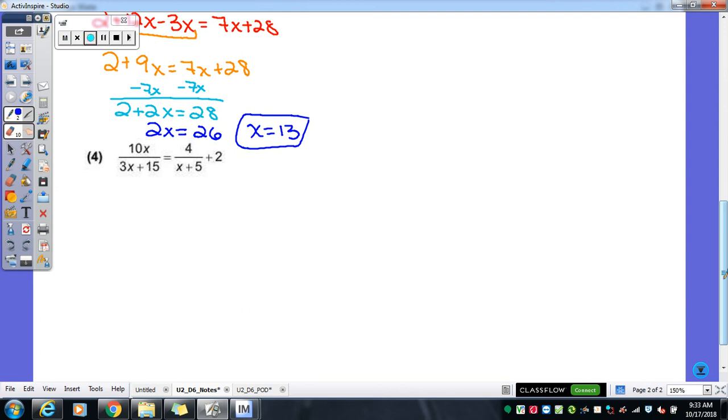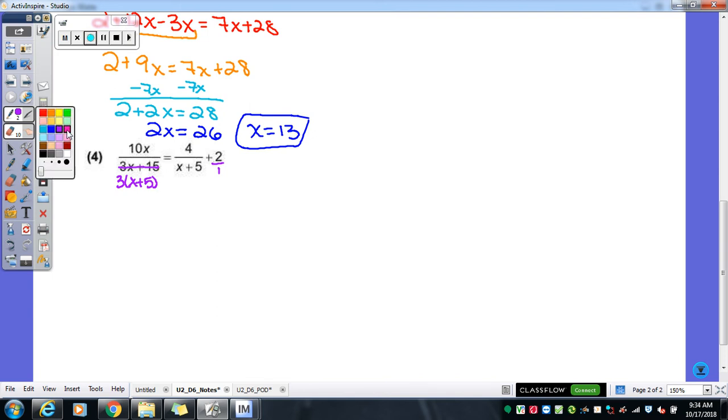All right, last one in our notes. I'm first going to put that 2 over a 1, because remember that is a fraction. It is the fraction 2 over 1. And then I got a 3x plus 15. I can do a GCF factor there. What do they have in common? 3. I can pull out a 3, so I got 3 times x plus 5.